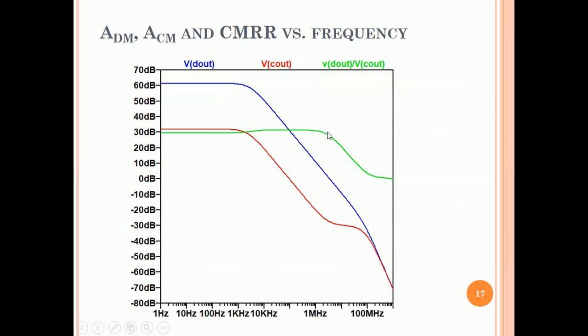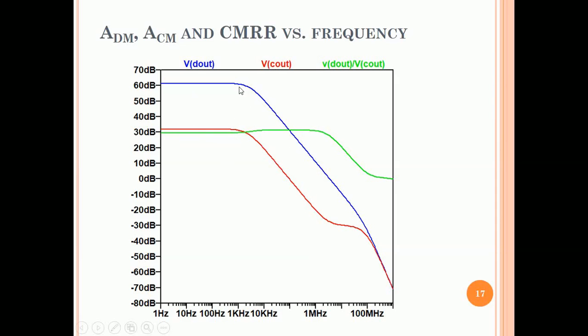So here is a representative Bode plot. Blue is the differential mode gain, it is high at low frequencies, red is the common mode gain, and green is the CMRR. So at low frequencies, of course, the differential mode gain is large, the common mode gain is small, CMRR is large, about 30 dB.